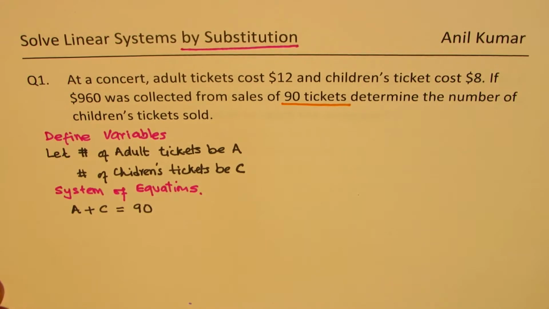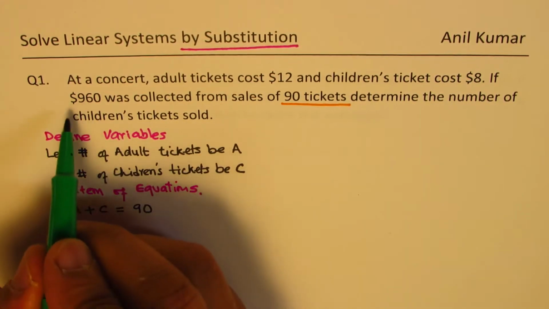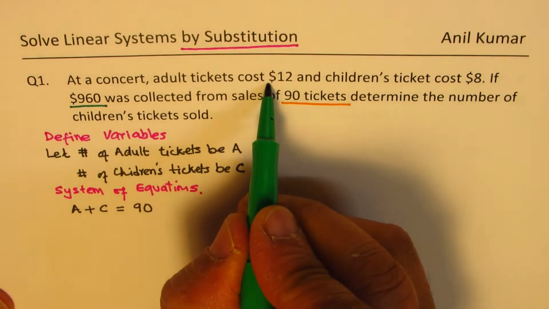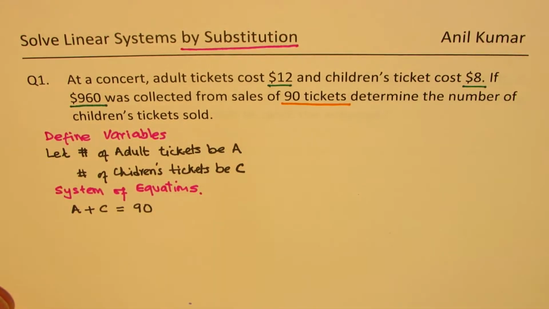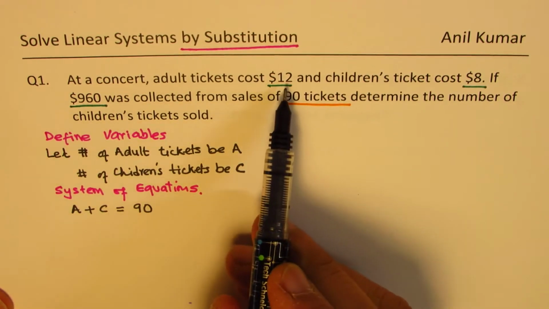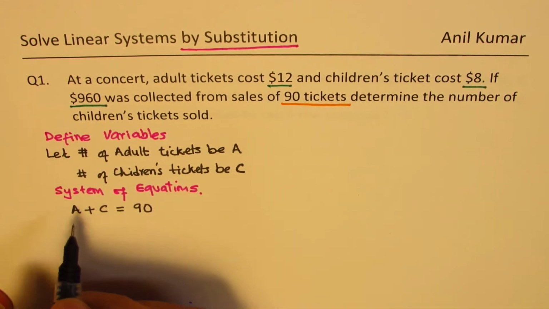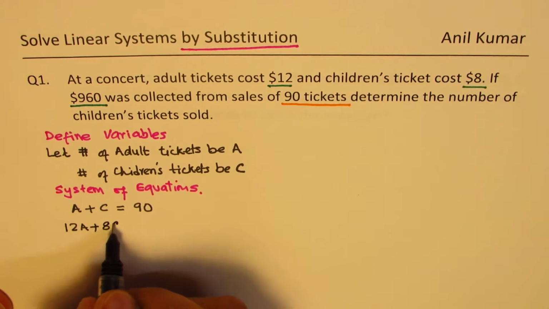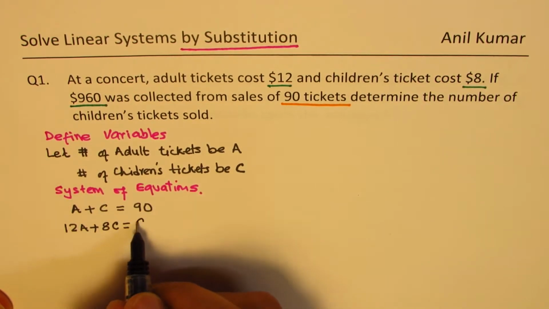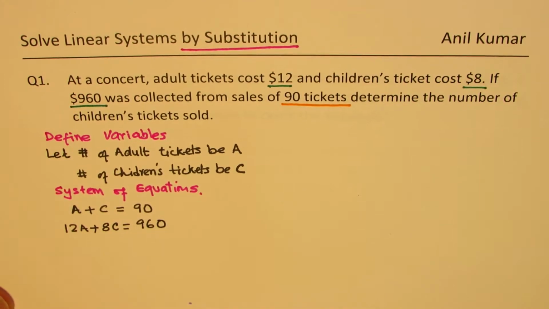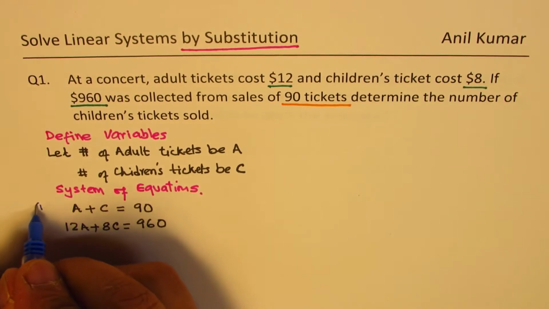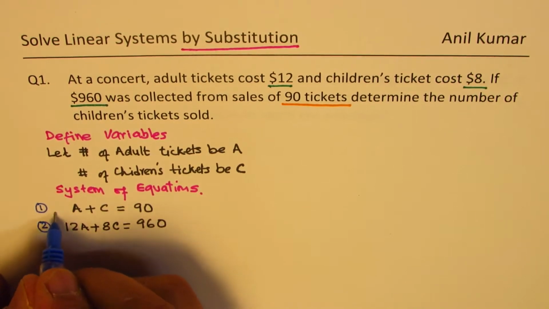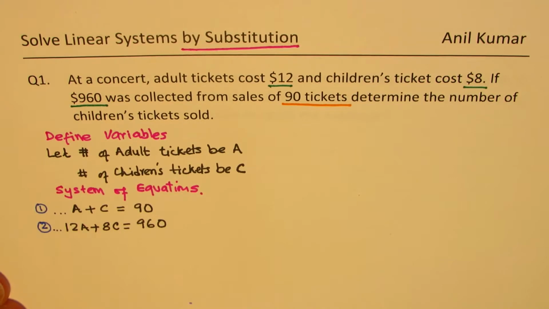The other statement which gives you the second equation is the cost itself. So $960 is to be associated with the cost of the tickets, right? $12 for each, so A tickets sold means 12A, plus 8 times C, the number of children's tickets sold, should give you $960. Does it make sense to you? So we get two equations. We are going to number these as equation 1 and equation 2. So this is our second step.